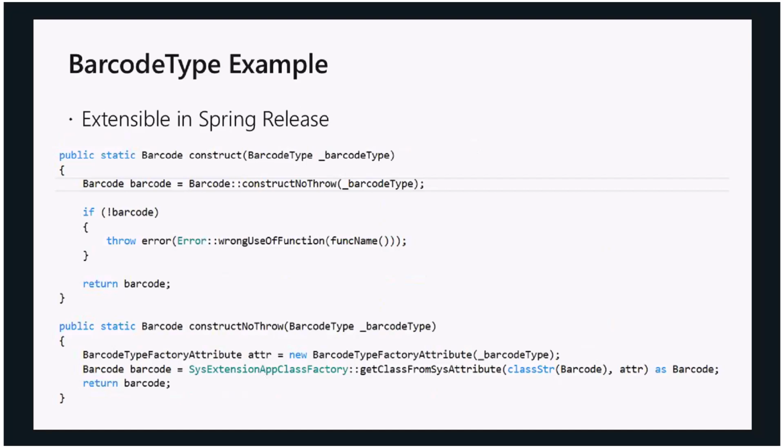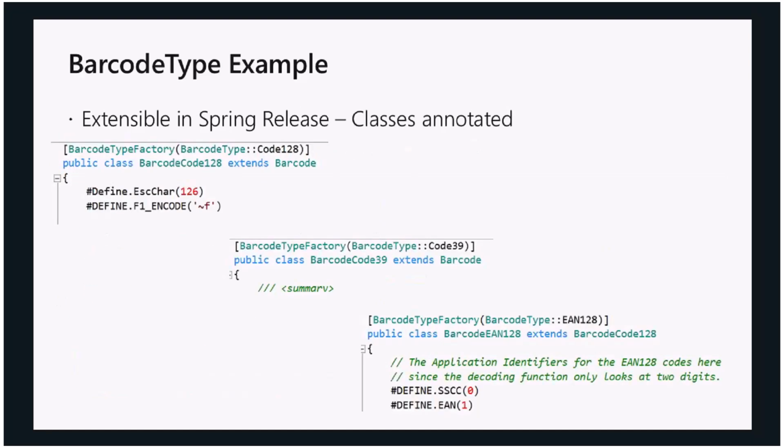So in the previous spring release, it was switched, and this is the code that's in the product now. This is now utilizing the sys extension framework to get the correct class from the attribute, thus allowing a partner to extend the enum for a new barcode type. They would need to implement their own class, implementing the specific barcode implementation logic, and annotate it with that new enum value. To support the previous code, the existing barcode classes were annotated with the barcode type values, thus creating a dynamic and flexible mapping between enum values and classes, instead of the static factory method used previously.